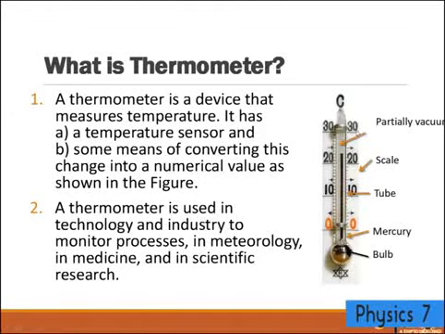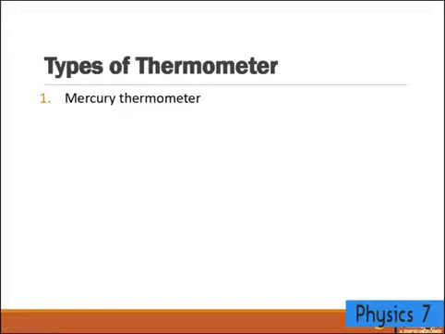So here on the right-hand side, you can see that we have a diagram of a thermometer. And you can see that in this particular glass thermometer, we have the bulb. And in this case, the bulb contains mercury. And you can see there's a partial vacuum inside the tube, which allows the mercury to move up unhindered as the temperature changes.